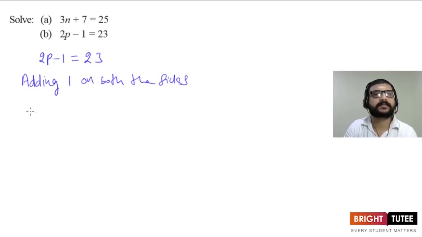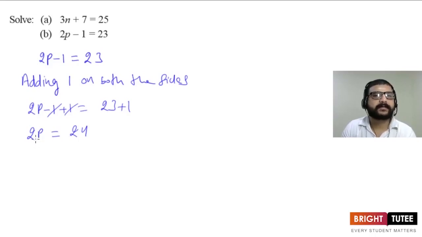So now by adding 1 on both the sides, we will get 2p minus 1 plus 1 is equal to 23 plus 1. Now minus 1 and plus 1 will be cancelled out. Now we are left with 2p is equal to 23 plus 1, which is 24. Now are we done? No, still we have to do something else. Here we have 2p is equal to 24, but we need the value of p.